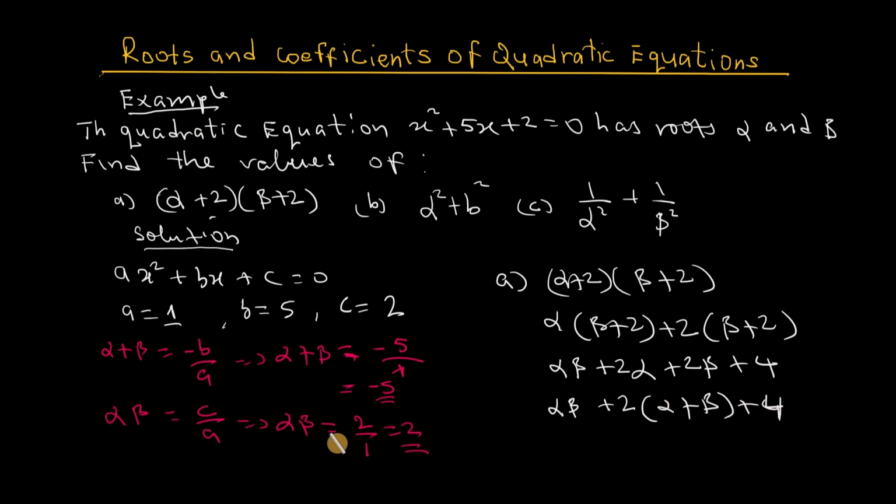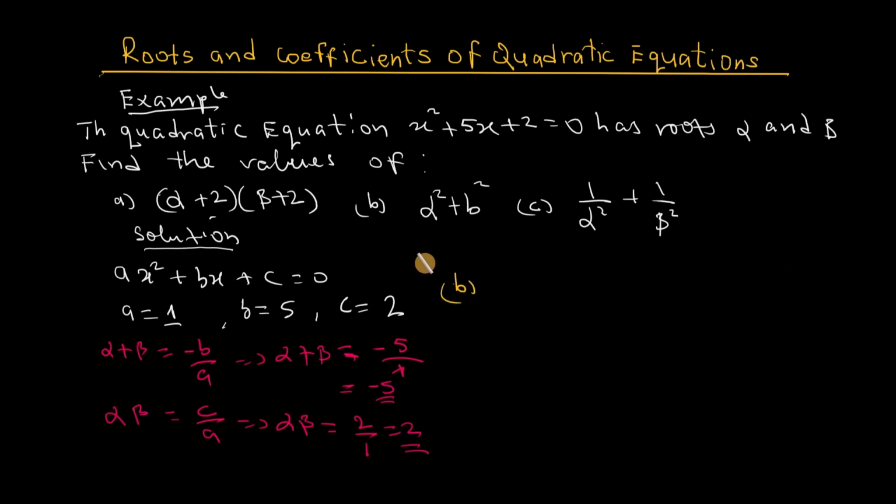You know, alpha beta is 2, plus 2 into alpha plus beta, which is minus 5, plus 4. 2 times minus 5 is minus 10. So I'm going to have 2 minus 10 plus 4. 2 minus 10 is minus 8. Minus 8 plus 4 is equal to minus 4. That means alpha plus 2 times beta plus 2 is equal to minus 4.